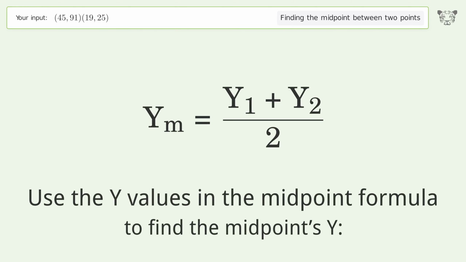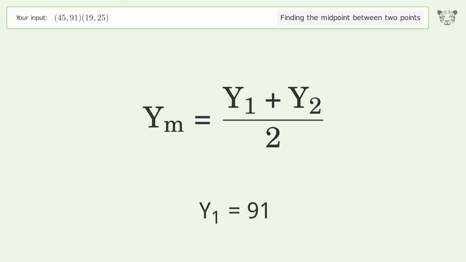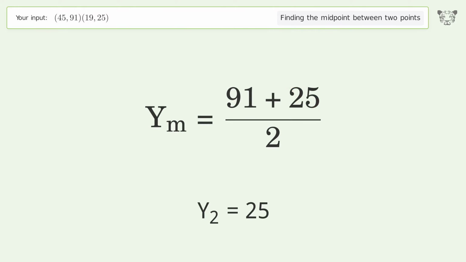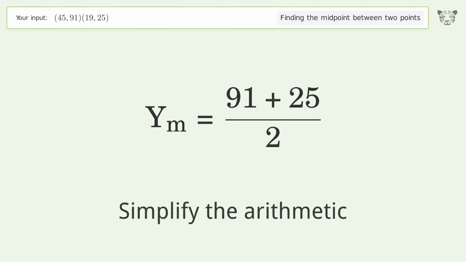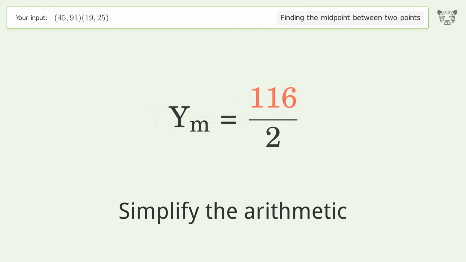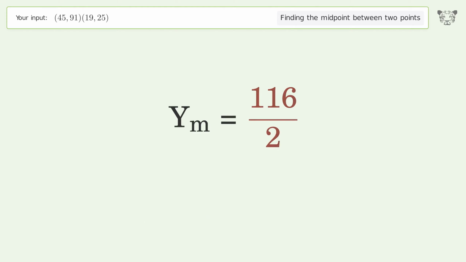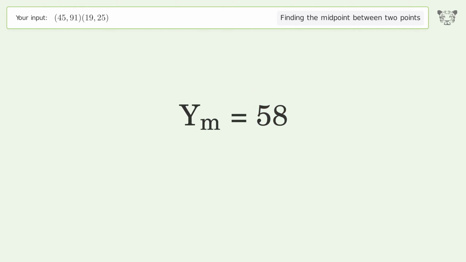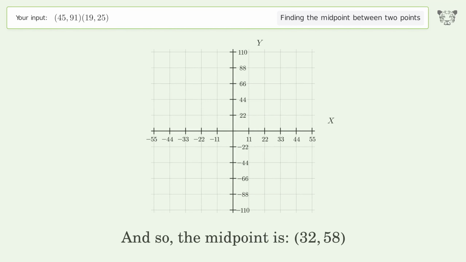Use the y values in the midpoint formula to find the midpoints y. y1 equals 91. y2 equals 25. Simplify the arithmetic. And so, the midpoint is 32,58.